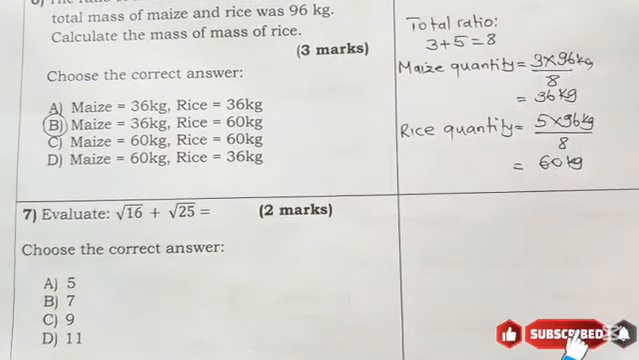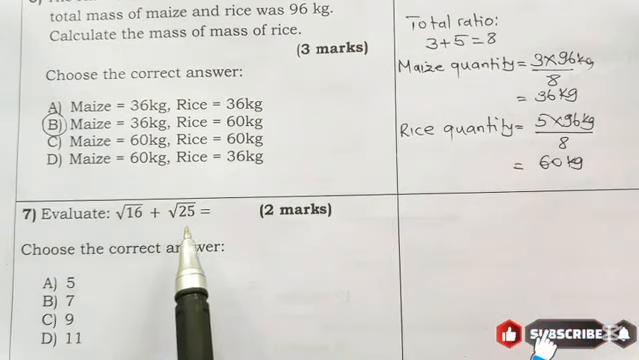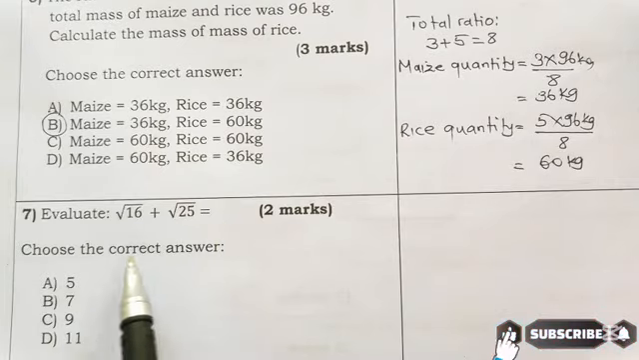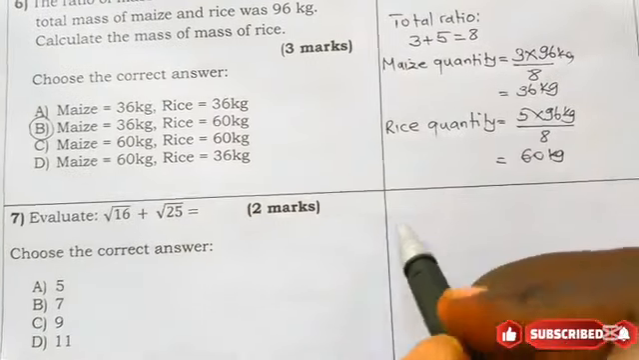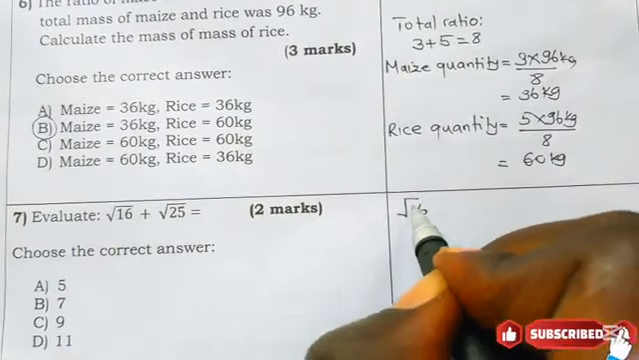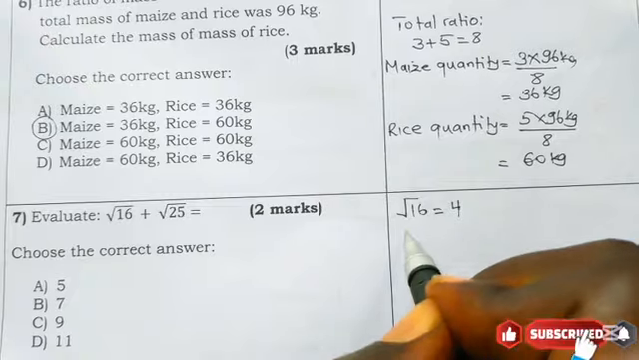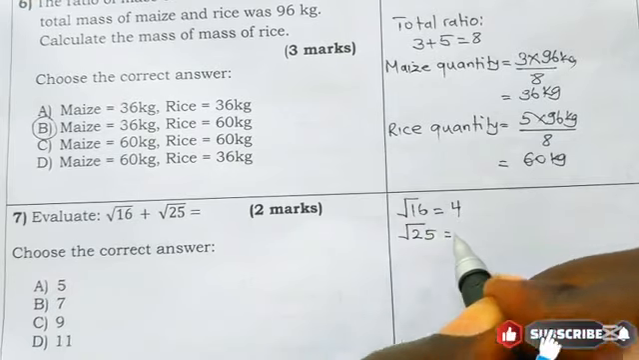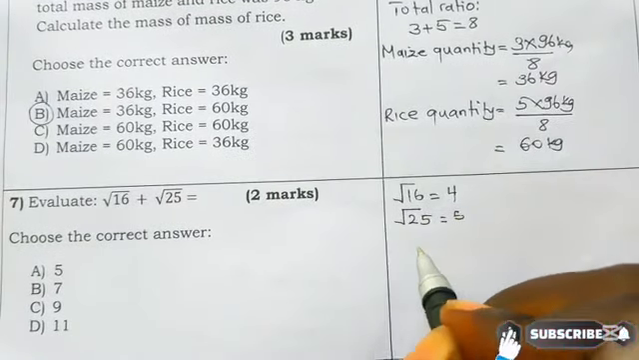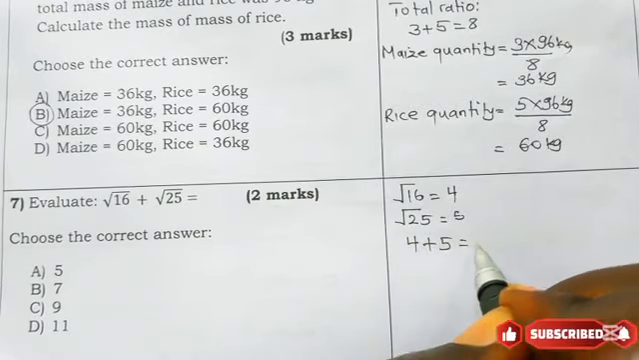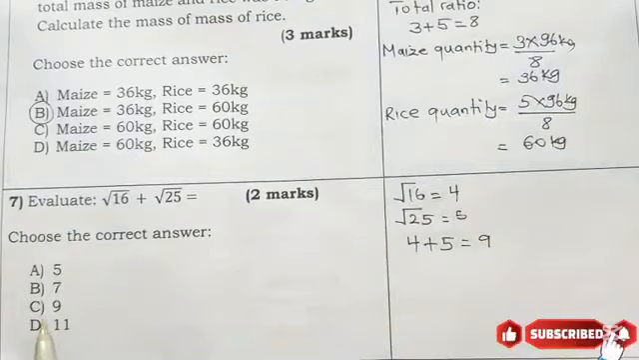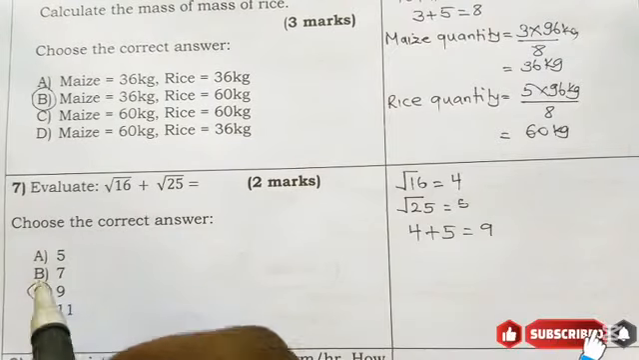7. Evaluate the square root of 16 plus the square root of 25 equal to what? Choose the correct answer. Here the square root of 16 equals 4, the square root of 25 equals 5. I'm supposed to add 4 plus 5, which equals 9. So the correct answer is letter C.